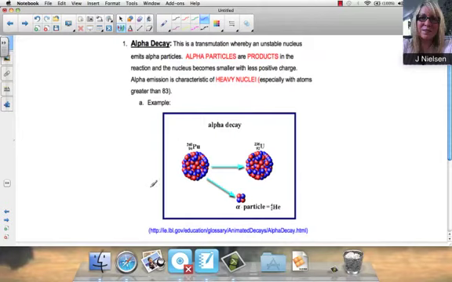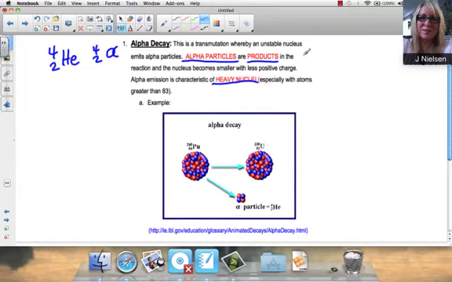Okay, let's take a look at alpha decay first. First of all, I told you alpha decay is 4,2He, sometimes written as 4,2 alpha, which is kind of like a weird looking A. This is the transmutation whereby an unstable nucleus emits alpha particles. These are the important words. Alpha particles are products in the reaction, and the nucleus becomes smaller with less positive charge. Alpha emission is characteristic of heavy nuclei, especially atoms that have an atomic number greater than 83.